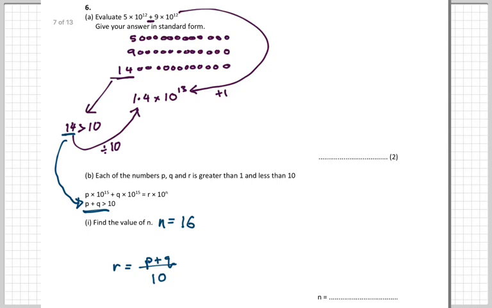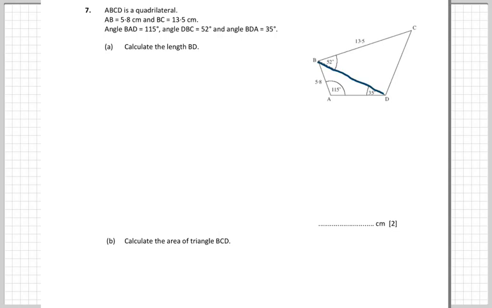So the key information was what I've underlined there. p plus q is bigger than 10. If p plus q is bigger than 10, then the number wouldn't be in standard form, so I have to change it so it is. Okay, moving on. This is a non-right angle trigonometry question.